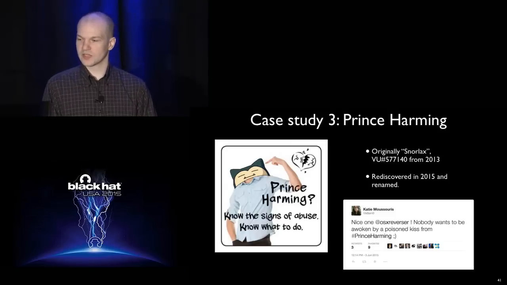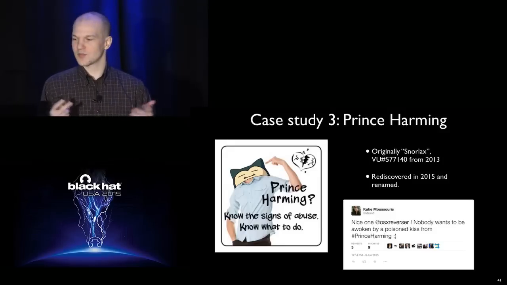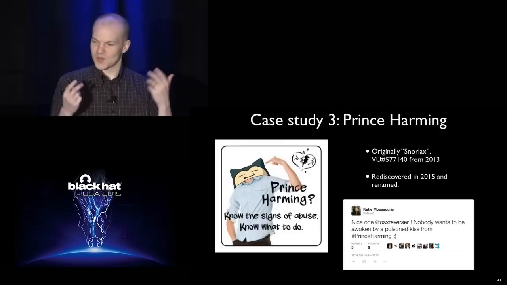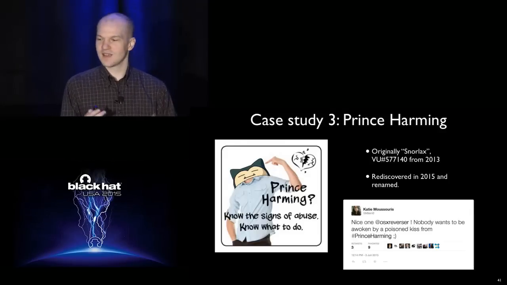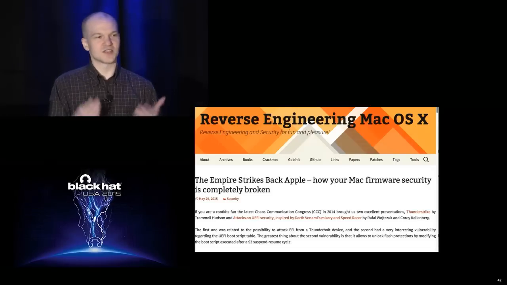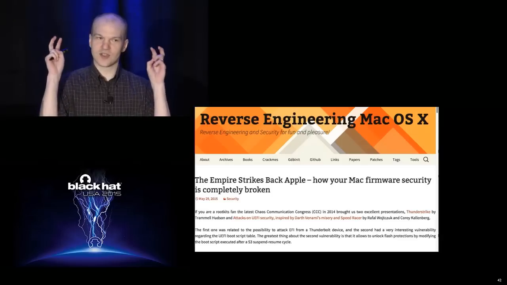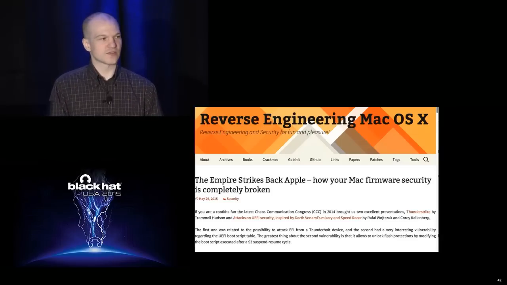So the Prince Harming vulnerability was found by Pedro Vilaça, and he didn't want to give it any particular name, but Katie Moussouris came along and said, let's call it Prince Harming, because Prince Harming wakes you up with the poison kiss, and it's all very sketchy. You've got this vulnerability thanks to the poison kiss of Prince Harming. So back in May, Pedro posted a blog post. And in the post, he talked about how he had seen the title of this talk. He had correctly inferred from the Sith strike that this talk would have something to do with Darth Venamis.